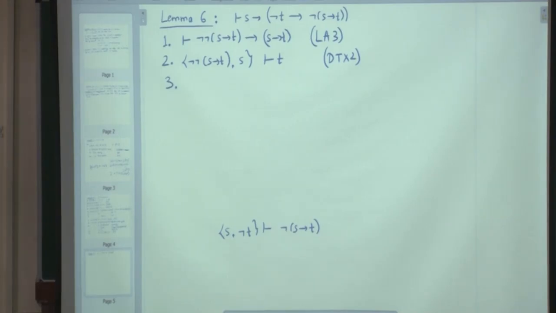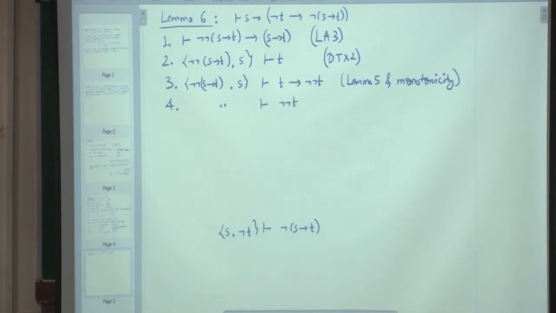Okay, third step. Lemma 5 with T. What is lemma 5? T implies double negation T. So this is lemma 5 and monotonicity. Okay, fourth step. Now you know what it is. Double negation T, and that's MP on 2.